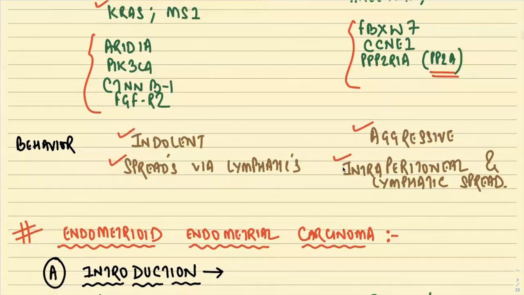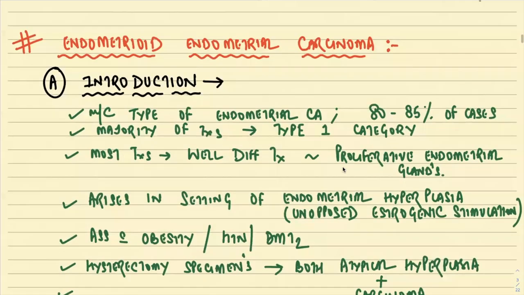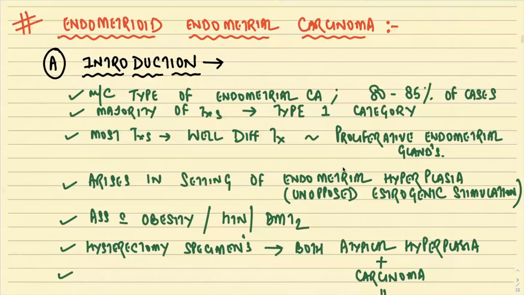So with this background in our mind, we are going to begin the first type of endometrial carcinoma, that is the endometrioid variety, which is your type 1 endometrial carcinoma. Looking at the introduction, it is the most common variety of endometrial carcinoma. Out of both the varieties, type 1 is the most common, accounting for 80 to 85% of the cases. And the majority of the tumors fall in the type 1 variety, as we have seen.